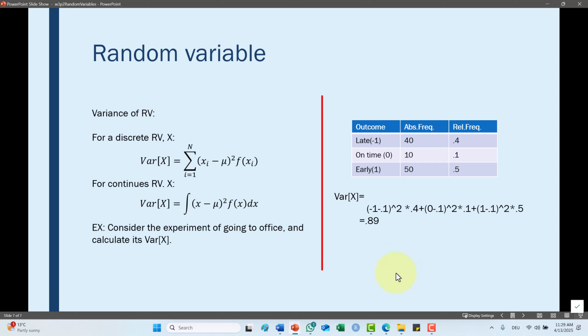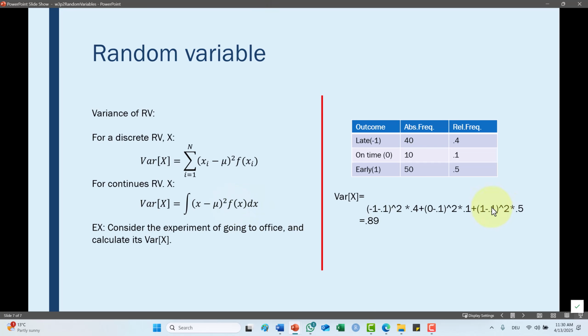Likewise, we can calculate the variance of a random variable. For a discrete random variable, the variance is the sum of xi minus the mean, where mu is the mean or expected value, squared, times the probability, while in the continuous case, this is the integral of x minus the mean, all squared, times f of x.